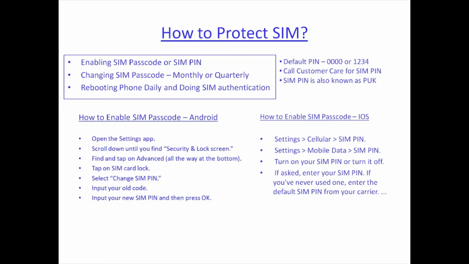It can be monthly or quarterly. The third important method is rebooting your phone daily and ensuring that the SIM authentication happens on a daily basis. If you are doing a reboot and the SIM authentication doesn't happen, there are only two answers in front of you. Answer number one, either your SIM card is completely dead or some unforeseen event has happened.